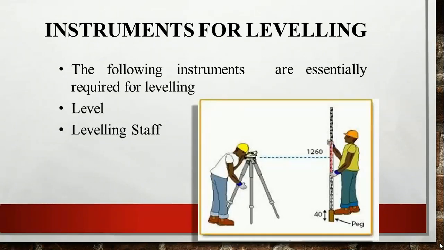Moving forward, the next topic is instruments for leveling. Basically there are two instruments which you require for performing the leveling operation. Number one is level and number two is leveling staff. There is an image displayed over here. Leveling staff is there, and a level instrument is there which is mounted on the tripod, through which you are able to sight the object.